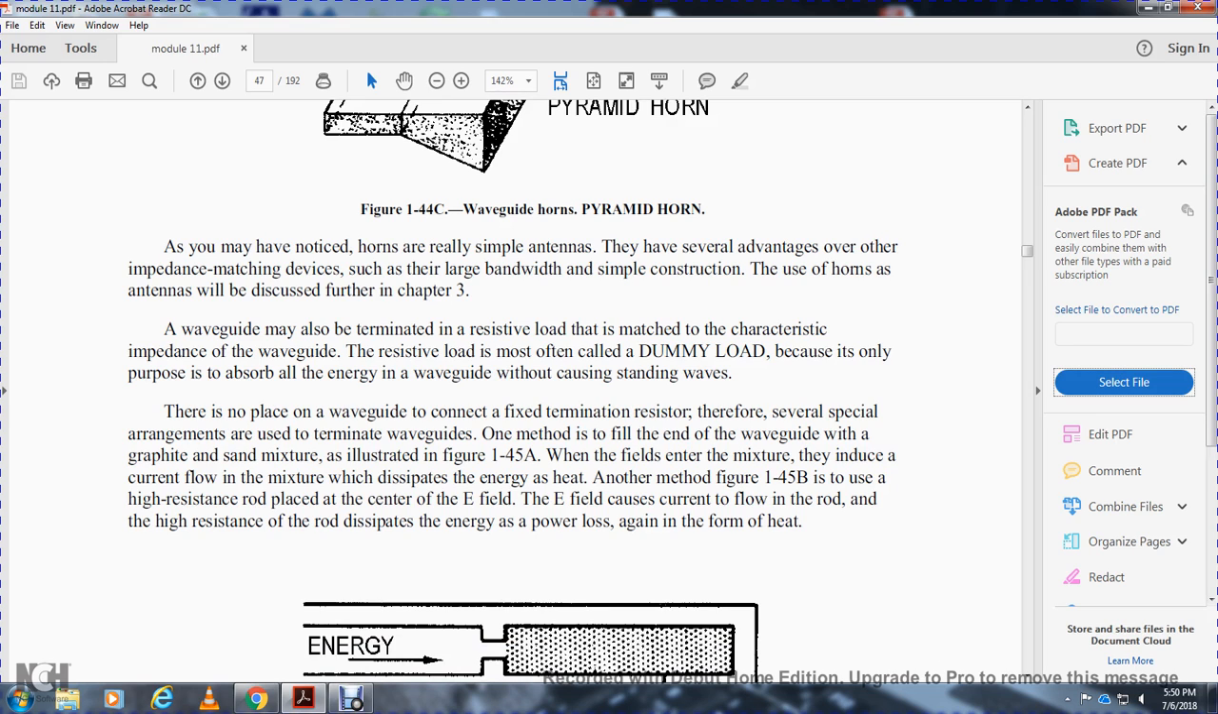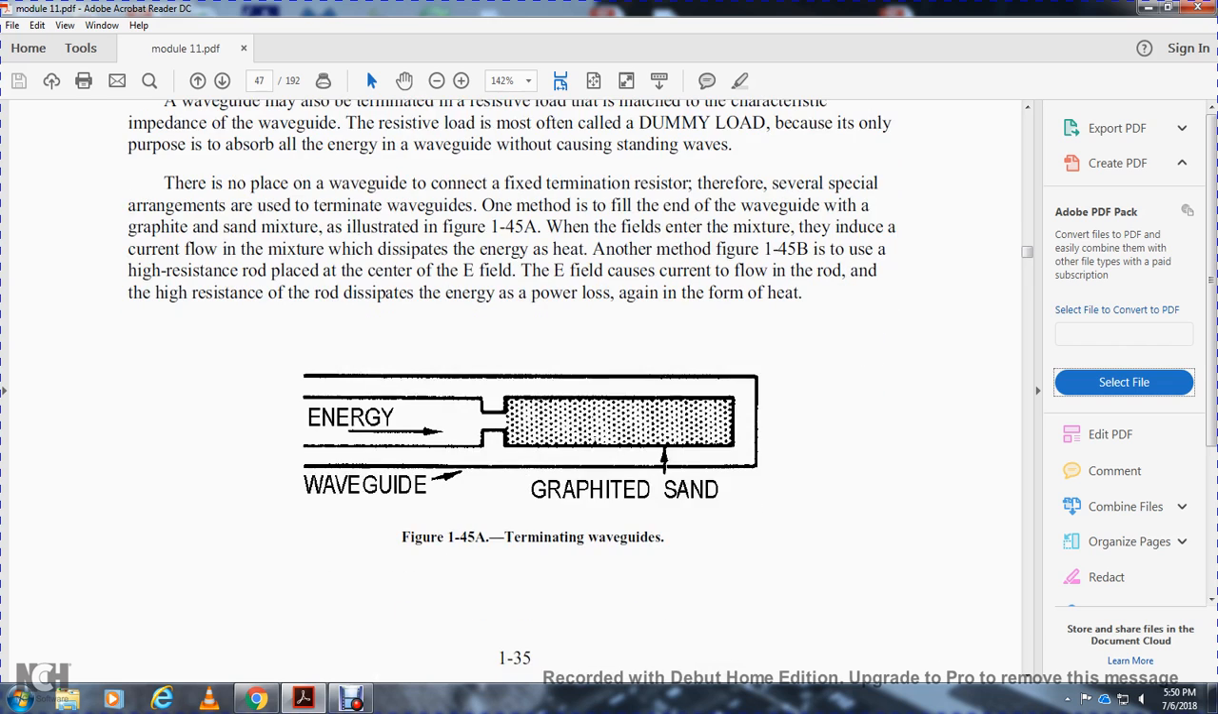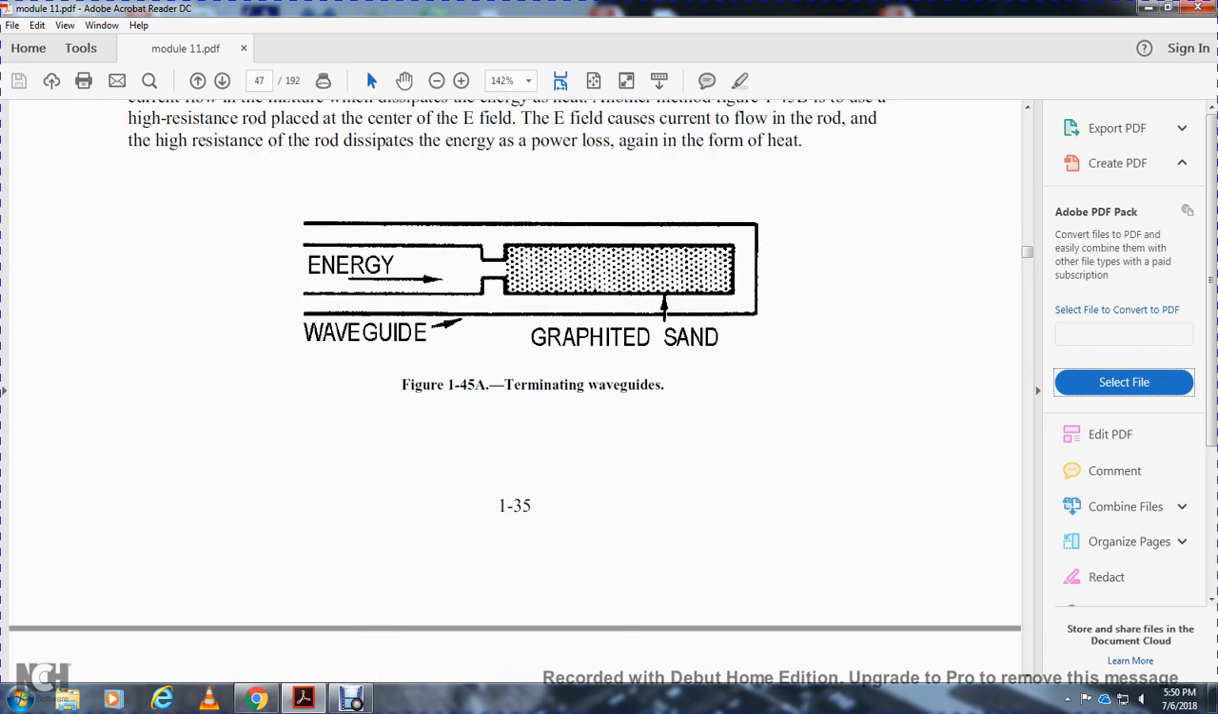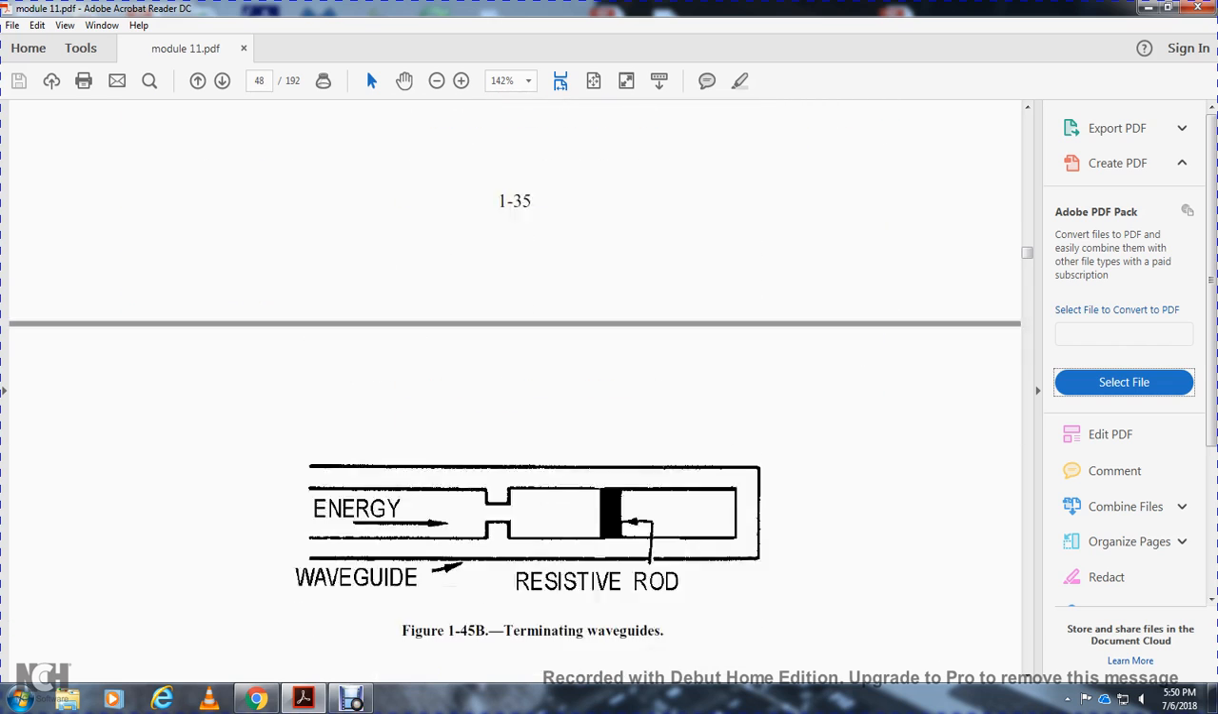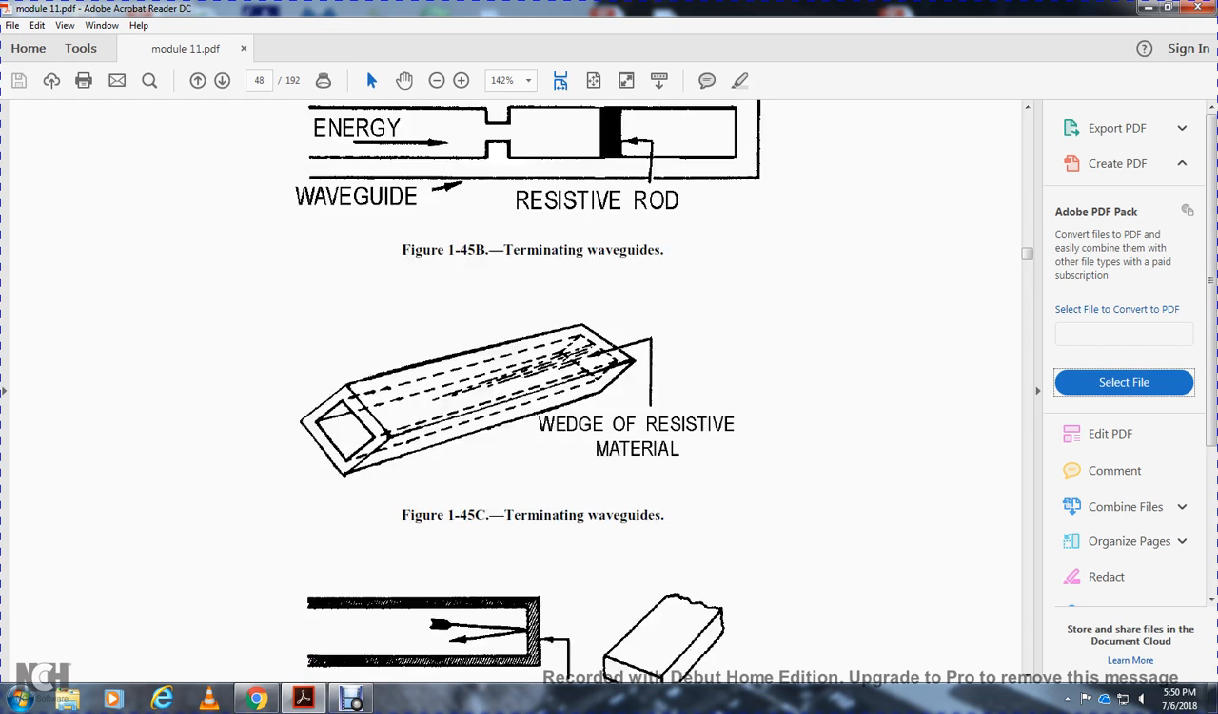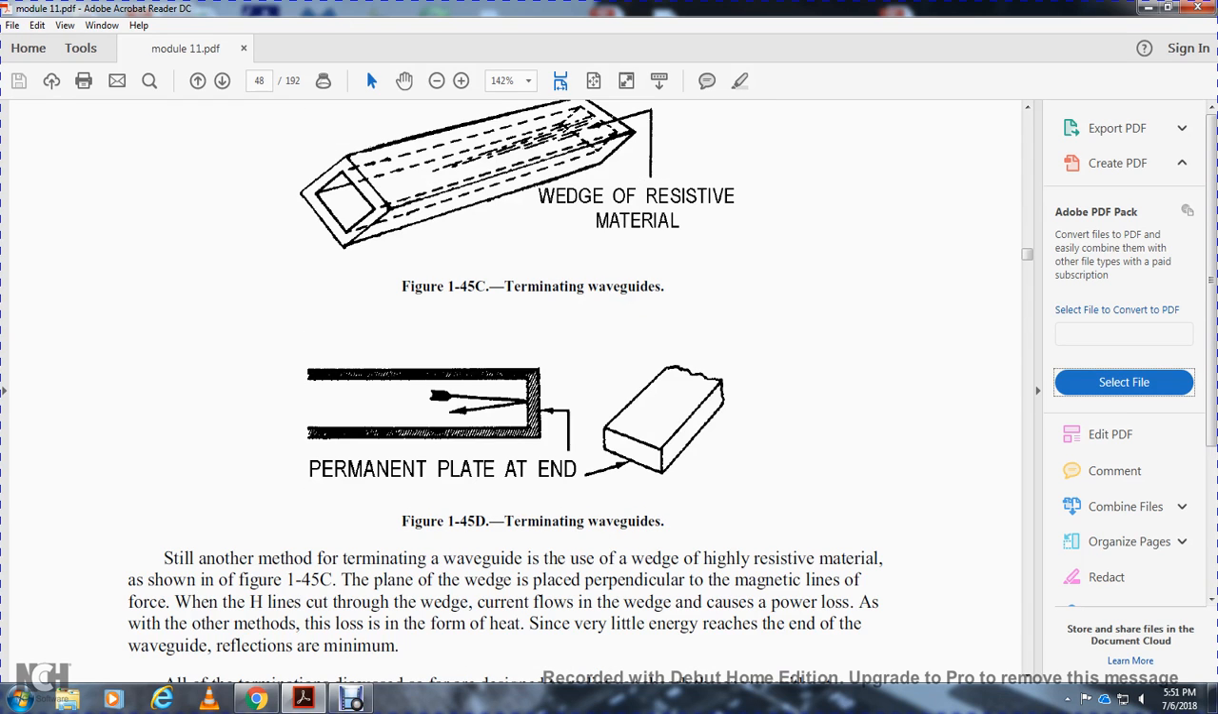One method is to fill the end of the waveguide with a graphite and sand mixture, as illustrated in figure 145A. The energy induces current flow in the mixture, which dissipates the energy as heat. In another method, shown in figure 145B, a heat resistant rod is placed in the center of the electric field. The electric field causes current to flow in the rod. The high resistance of the rod dissipates the energy as power loss, again in the form of heat. So we have the waveguide with graphite sand, the waveguide with a resistive rod, and a wedge of resistive material. Figure 145, termination of waveguides.